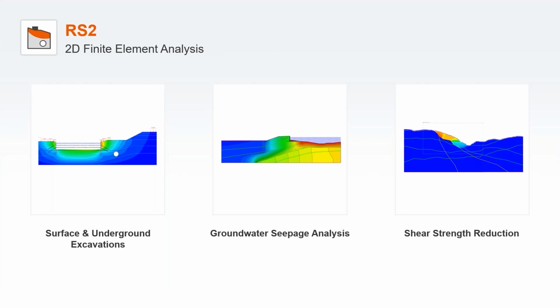You can also factor in groundwater flow with the RS2 integrated seepage analysis tools for steady state and transient conditions for dams, embankments, slopes, tunnels, and excavations. And of course, you also gain the ability to automate slope stability analysis with shear strength reduction, which performs a finite element analysis to identify the critical strength reduction factor. It integrates seamlessly with Slide2, which has proven to be the most popular slope stability program in the market.